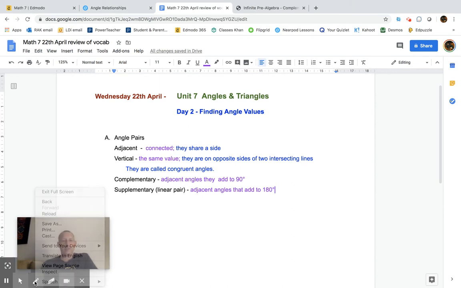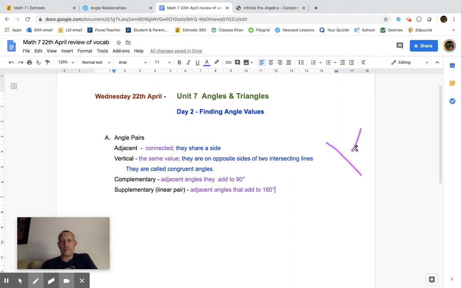That would look something like this. Vertical pairs. So these two lines are connected. On this side, we have angle A, and over here, angle B would be the vertical angle to angle A. They're on opposite sides, and we would say that these are congruent, which means if angle A is, let's say, 50 degrees, then angle B is also going to be 50 degrees.